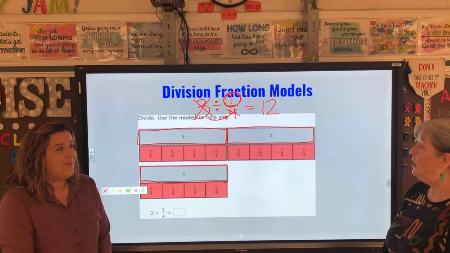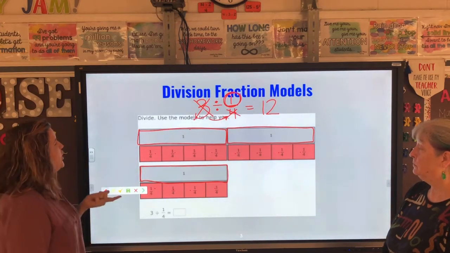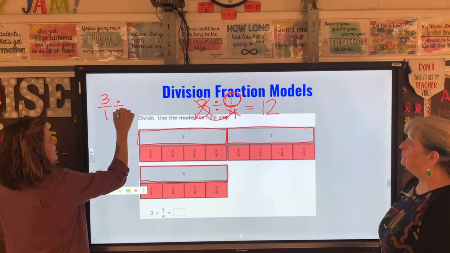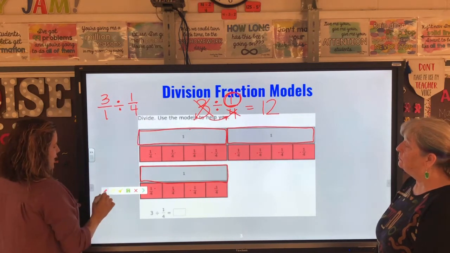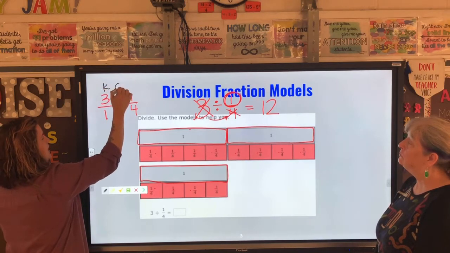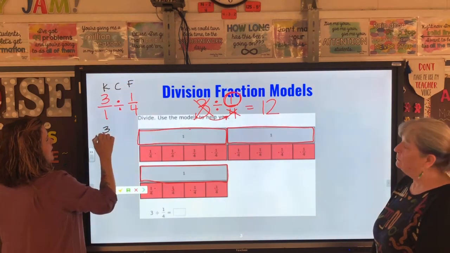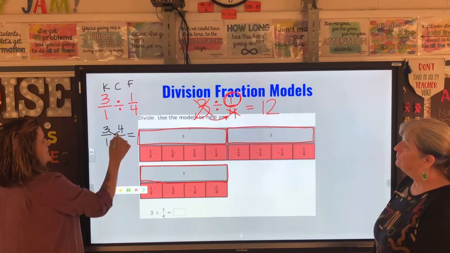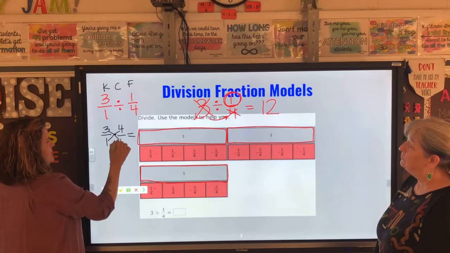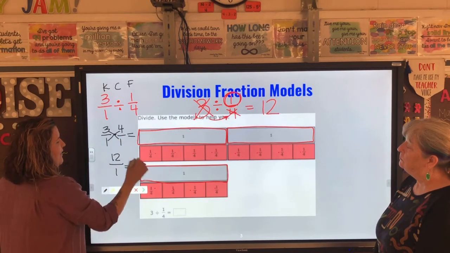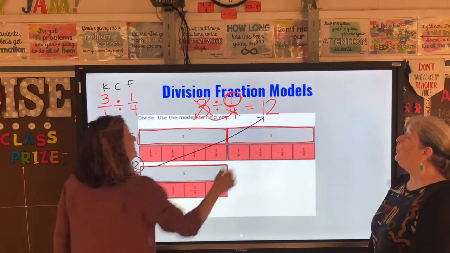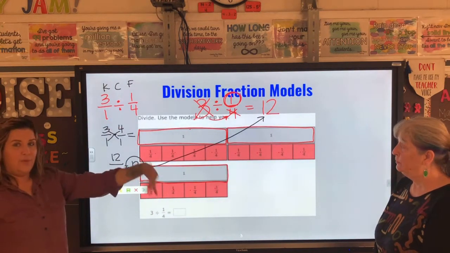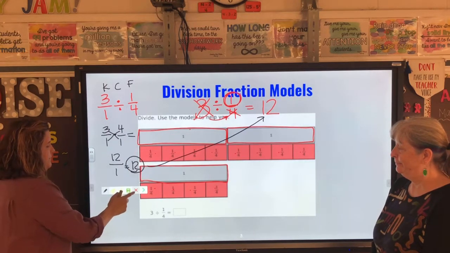I could check mathematically to make sure I'm correct, just double check my answer. Remember, when I divide fractions, I keep, change, flip. Then watch this magic: top times the top, bottom times the bottom. Look at that, my math matches my model, which means I'm correct. Boom, nailed it, mic drop.